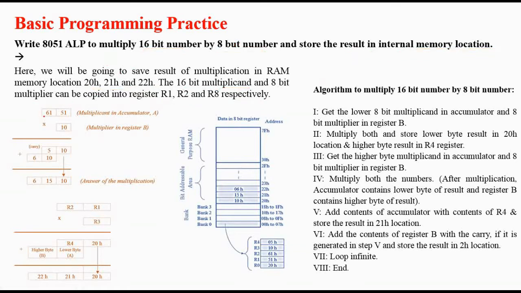So here we will take one example with those numbers, the multiplicand in the accumulator. We are told it is a 16-bit number, so we are taking the 16-bit number 6151, which is in hexadecimal, and the 8-bit number that will multiply with this is 10. That will be put in register B, because we will use the MUL AB instruction. MUL AB is restricted only to those two registers. That's why one should be in the accumulator and the other in register B.